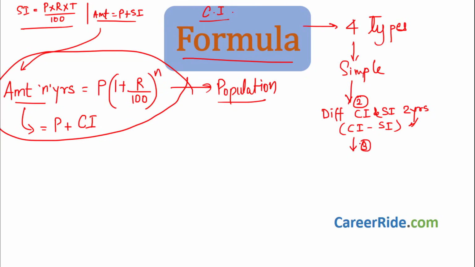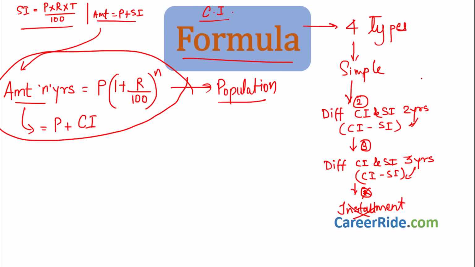The third type of sum is where the difference between compound interest and simple interest for 3 years is given, that is CI minus SI for 3 years. And the fourth category is installments, for which we have another separate video. Simple interest and compound interest installment sums are provided in a separate video, so you can check that out. So we will not deal with that over here. So we will deal with these 3 types.